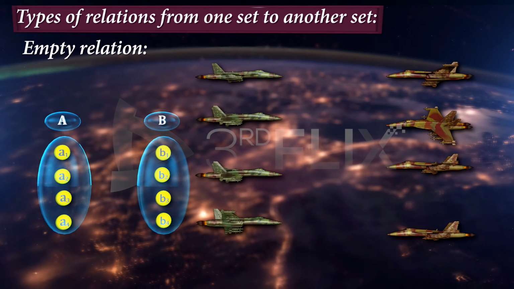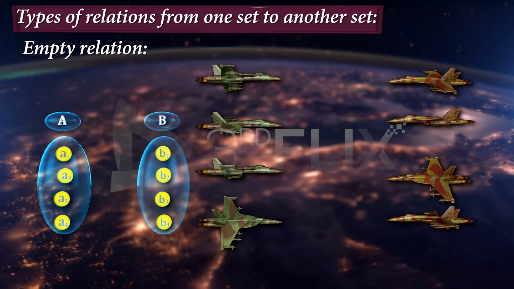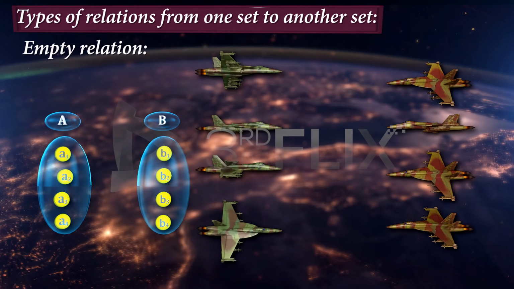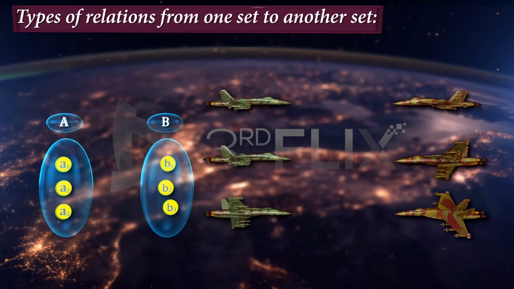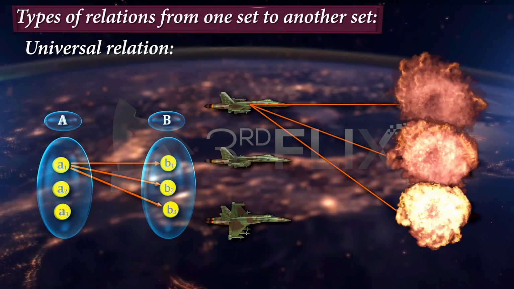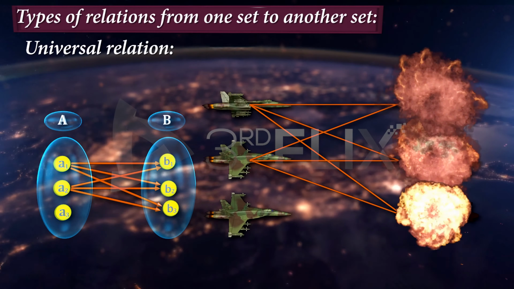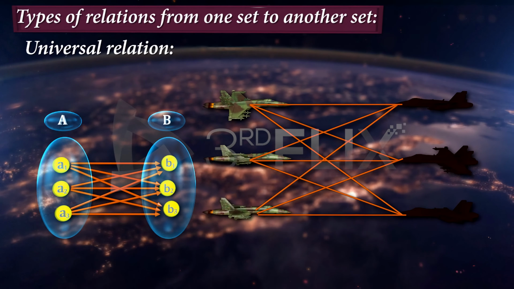Empty relation: a relation R from A to B is called an empty relation or a void relation if R equals phi. Universal relation: a relation R from A to B is said to be the universal relation if R equals A cross B.